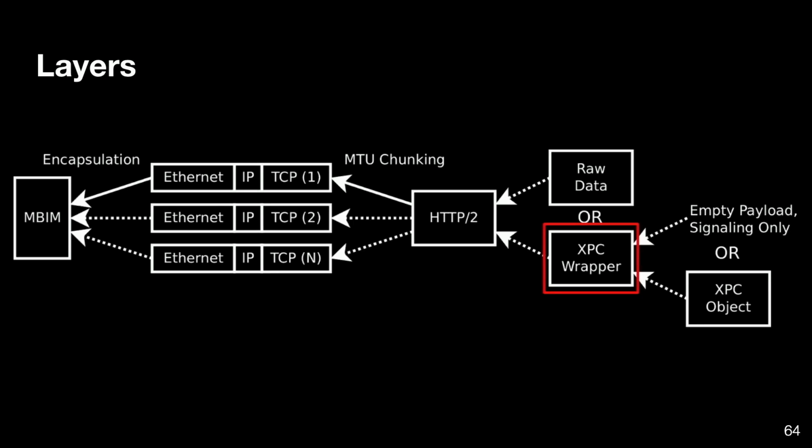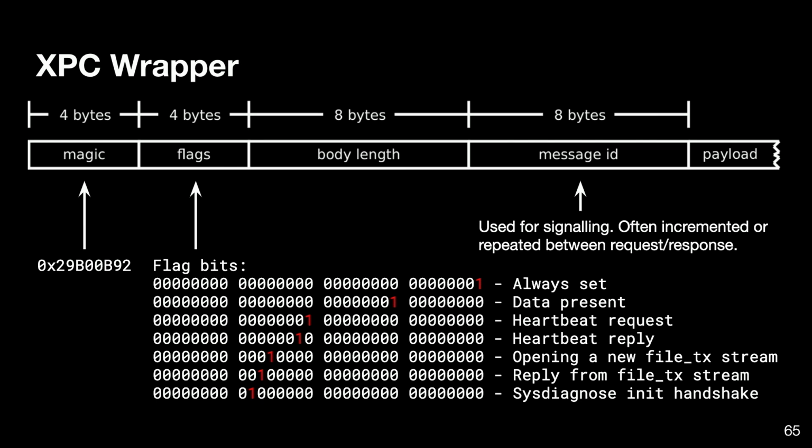Above the HTTP2 layer is a new layer that we haven't seen referenced in any of the other third-party XPC documentation before. For lack of a better term, we're calling this the XPC wrapper because it tends to wrap XPC objects. The XPC wrapper has a 4-byte header or magic bytes field and a 4-byte flags field. These were the flags that we observed. This is a 32-bit field, and so there are likely many, many more flags. Hopefully, you will discover some and share them with the community as well.